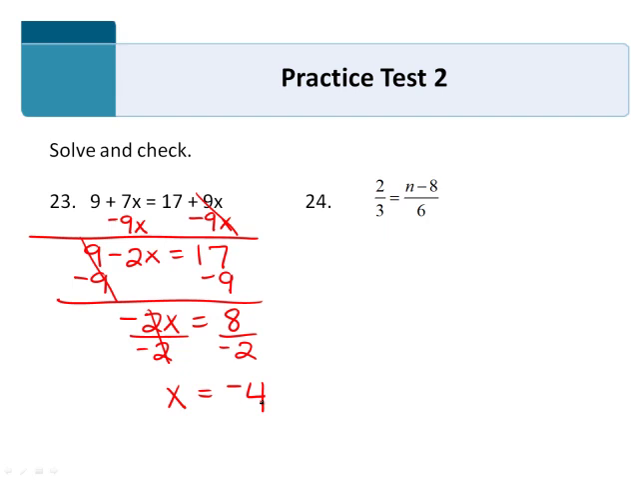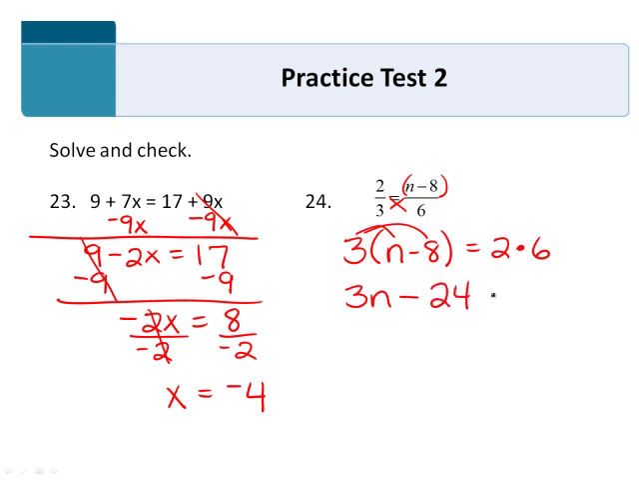All right. Number 24 is a proportion. So on this problem, remember, since we have that n minus 8 up there, keep that in parentheses, and you want to cross multiply. So we're going to have 3 times n minus 8 equals 2 times 6. Okay? So we're going to start by distributing that 3. So that's going to be 3n, 3 times n, and 3 times negative 8 would be negative 24, equals 2 times 6 would be 12. Okay, so that's the equation that we're going to look at solving.